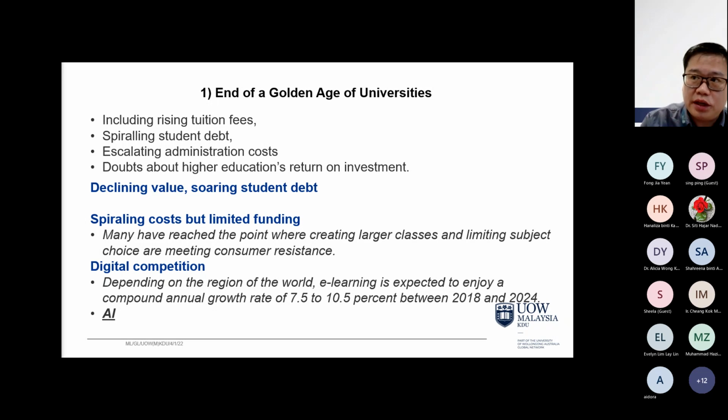Three, digital competition. Depending on the region of the world, e-learning is expected to enjoy a compounded annual growth rate of 7.5 to 10.5% between 18 to 22. People are now thinking, maybe I no need to go to the traditional pathway, let's go to the alternate pathway. What is alternate? Micro-credentials. ODLs, open distance learning, because that is what it is.